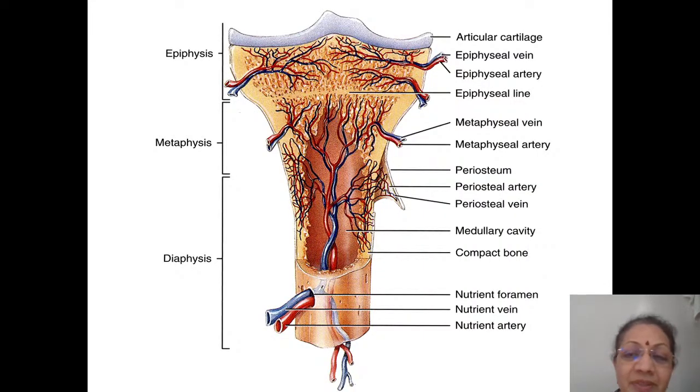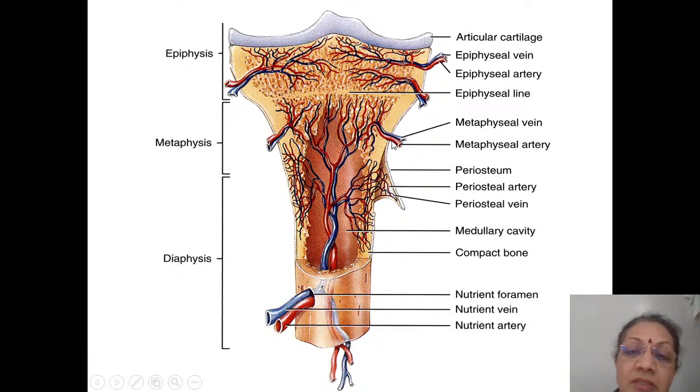So this is again the same thing. This labeling is better, so I'll repeat it for you. We had the diaphysis, and we had its vessels, the nutrient artery, nutrient vein going through the nutrient foramen. The outside was compact bone, the inside was a hollow space called a medullary cavity.